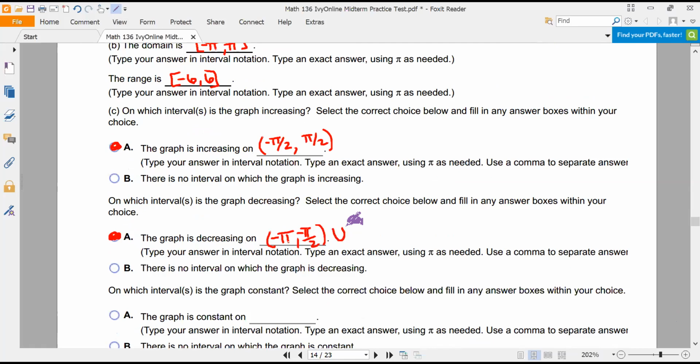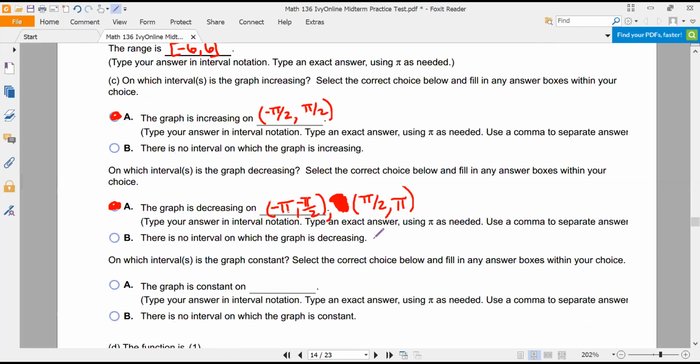unioned with, and actually they don't want us to union it. You have to read your directions on all my math lab. It says type in your interval notation, exact answer using pi as needed, use a comma to separate the answers. So normally we would do unions, but they specifically asked for commas. And this is, again, one of those places where if I was looking at your answer after the midterm exam and you had a union there, I would still know that you knew the answer. I am not a computer.